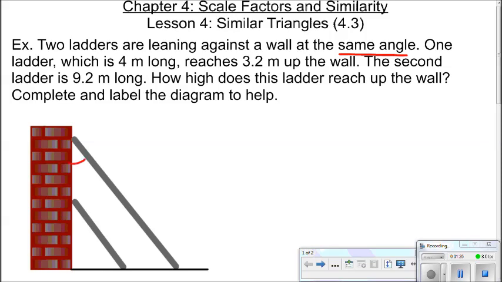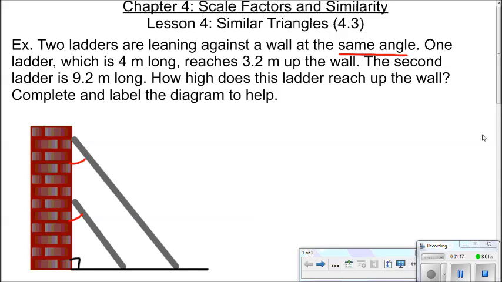And so we have some important information. So there's the angle, that's the same. And another angle that we know for sure is the same is that the wall is a straight wall. It's standing straight out of the ground. And so the wall is at a 90-degree angle. And so those are two angles that they share in common. And so therefore that other angle at the ground is also a shared angle. So these are similar triangles.